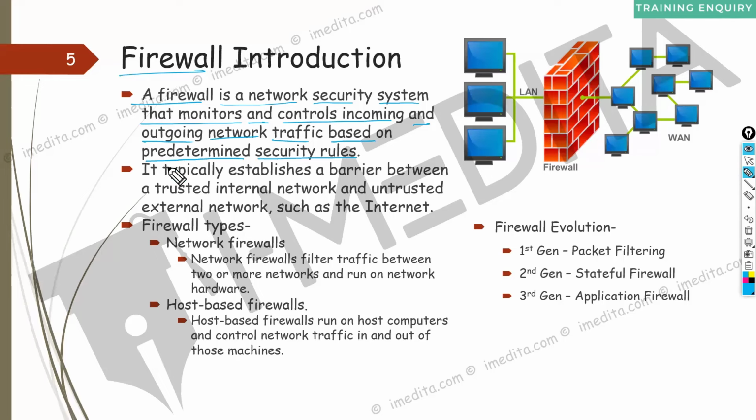Or we can say a firewall typically establishes a barrier between trusted networks, which is called the internal network, and untrusted networks, which is called the external network or internet. Firewall types are two: network firewall and host-based firewall.